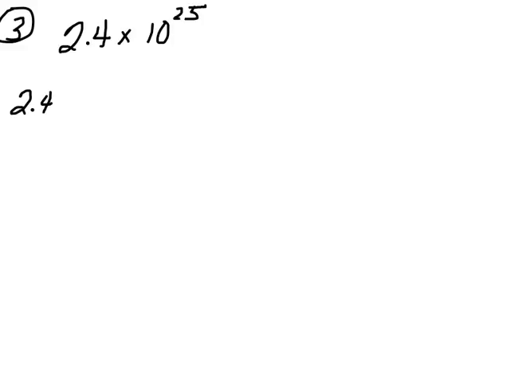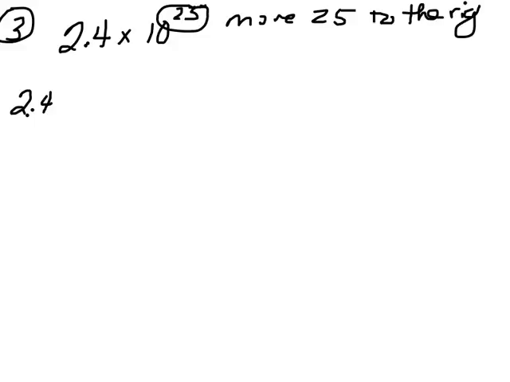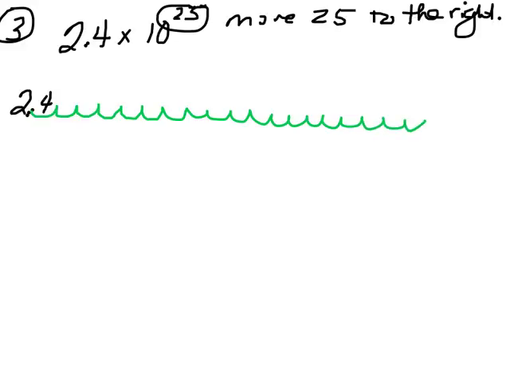If I write this, the decimal place is here, but this is telling me to move the decimal point 25 places to the right. For every space that I move, if there's not a number there, I'll fill in with a 0. Let me get a different color. So 1, 2, 3, 4, 5, 6, 7, 8, 9, 10, 11, 12, 13, 14, 15, 16, 17, 18, 19, 20, 21, 22, 23, 24, 25. I almost ran out of room on the iPad.